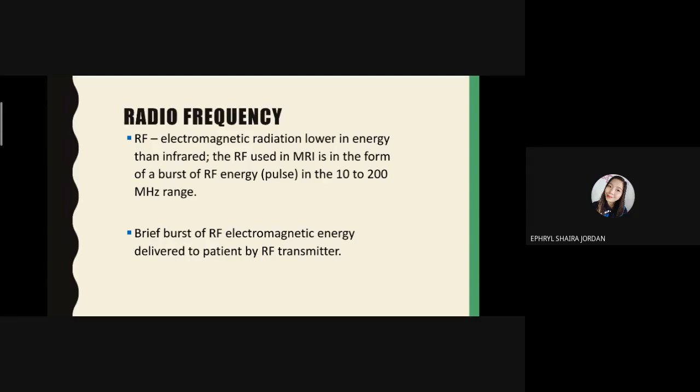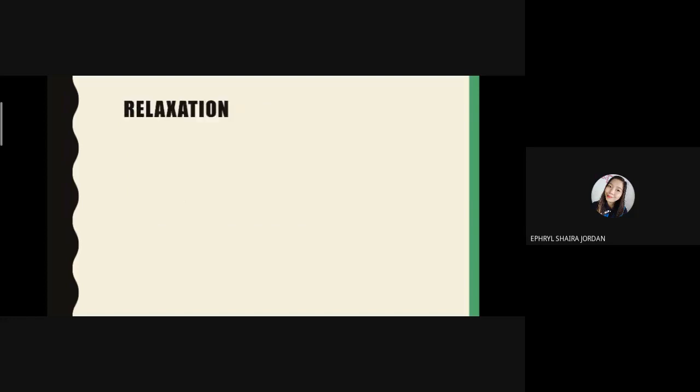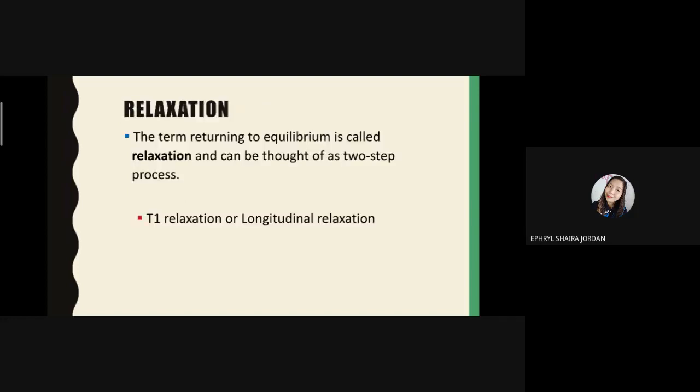So the contribution of RF is that it just provides or gives off bursts of RF electromagnetic energy. Relaxation. Now, what is relaxation? If there is precession or spin, there is also relaxation. So the term returning to equilibrium is called relaxation.